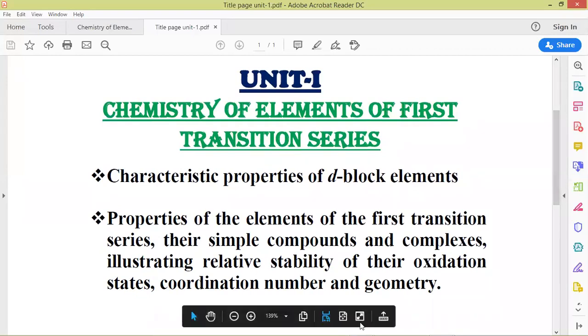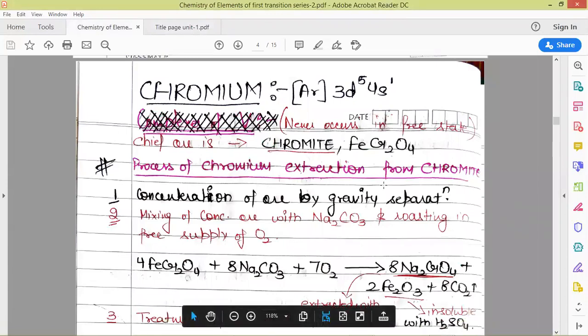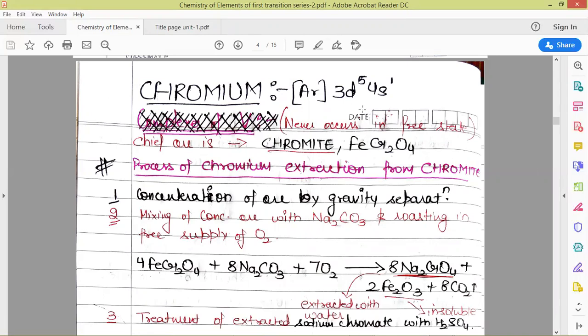And in continuation with that, in this video, we'll be starting with our next element in the series with atomic number 24. So we'll be starting with chromium. As we have already discussed, chromium is having exceptional electronic configuration of 3d5 4s1, as there are 5 electrons in 3d subshell and 1 electron in 4s subshell in place of the expected electronic configuration, which was 3d4 4s2.